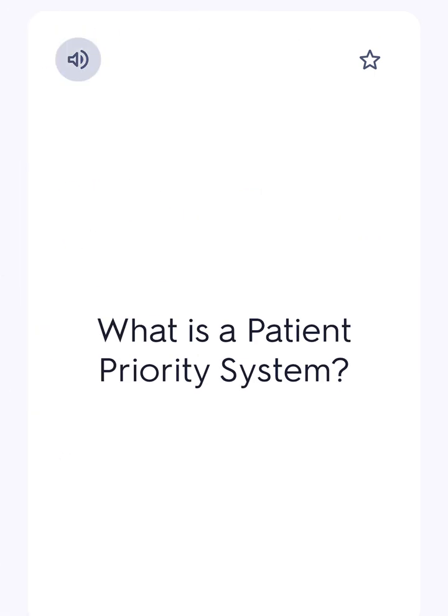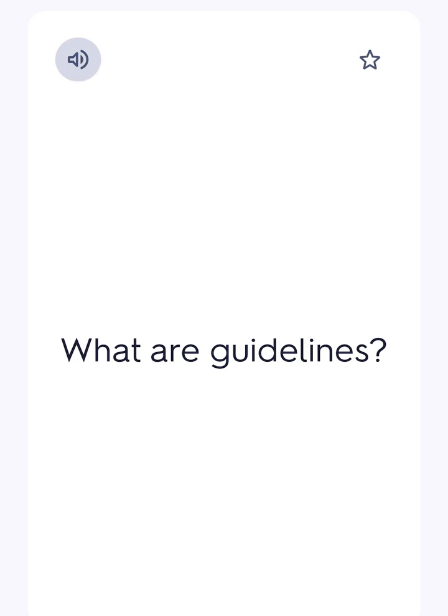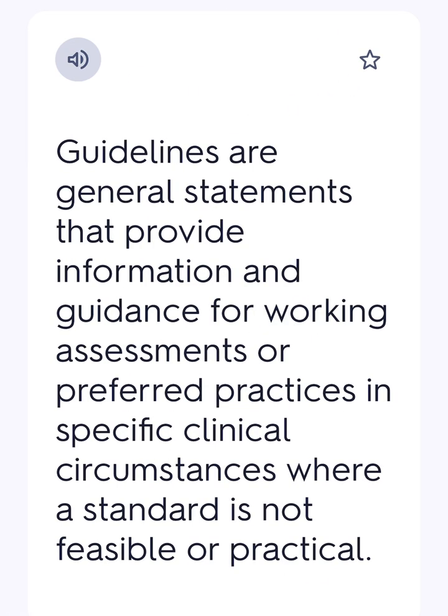What is a patient priority system? A patient priority system is a bypass agreement implemented into an ambulance operator's deployment plan according to MO/Central Ambulance Communications Center/Ambulance Communication Service policies. What are guidelines? Guidelines are general statements that provide information and guidance for working assessments or preferred practices in specific clinical circumstances where a standard is not feasible or practical.